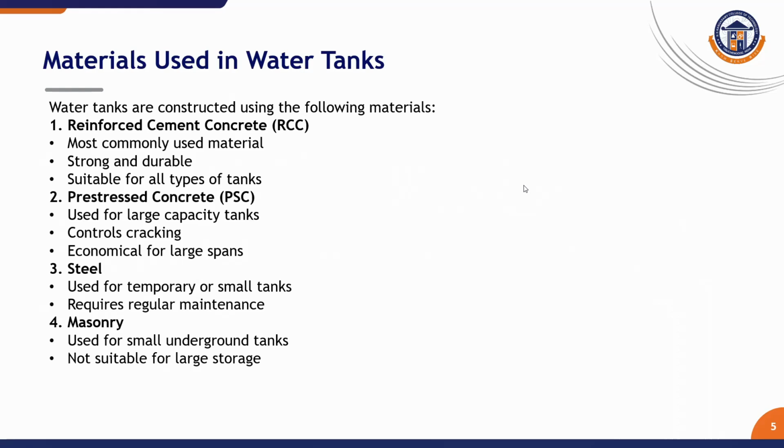Common materials used in water tank construction include reinforced cement concrete (RCC), the most common, strong, durable, and suitable for all types of cases. Precast concrete is used for larger capacity tanks and controls cracking. Next is steel, used for temporary or small tanks, which requires regular maintenance. As far as masonry is concerned, it is used for smaller underground tanks and is not suitable for larger storage.